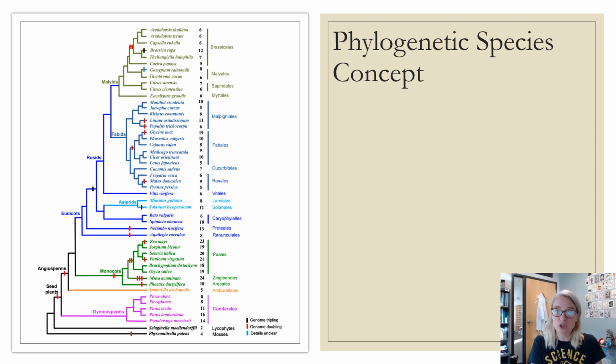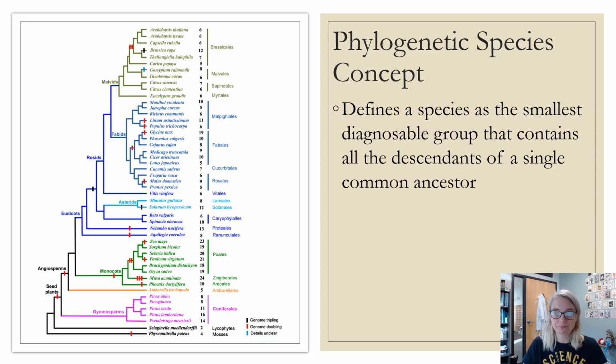Because we talked about these phylogenetic trees, the clades, they kind of analyze the genetic information, that molecular relatedness, and they're finding your individual species that way. So it defines a species as the smallest diagnosable group that contains all the descendants of a single common ancestor.